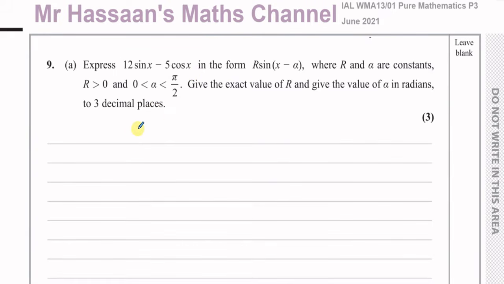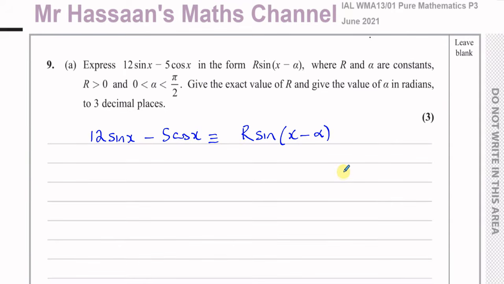Okay, so now we have to express this expression, which is 12 times the sine of x minus 5 times the cosine of x, in the form of R, some constant, times the sine of the angle x minus alpha, and alpha is in radians. That's what we need to do. So this has to be identical to that.